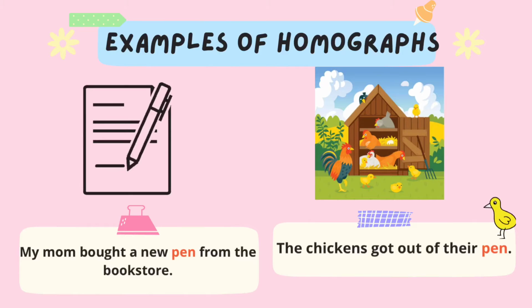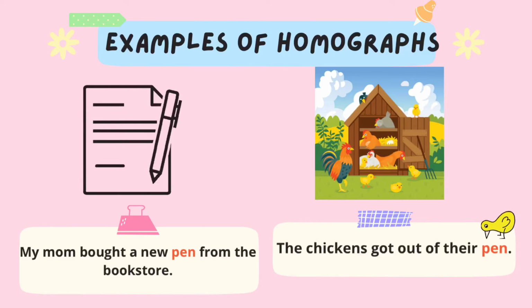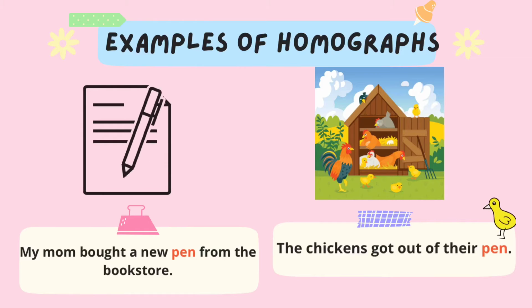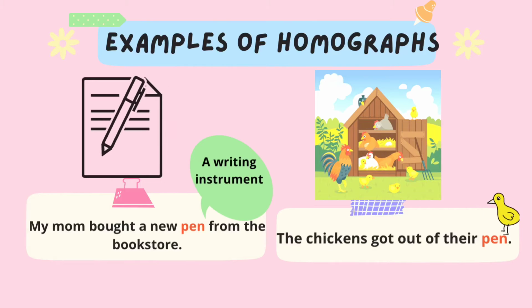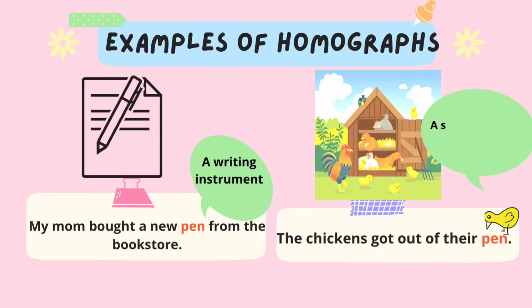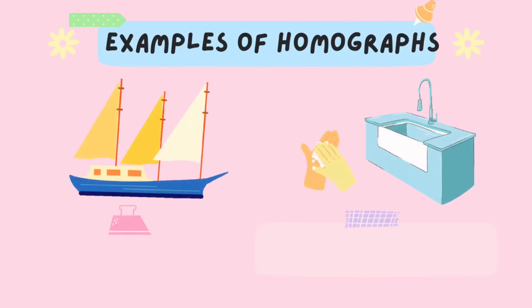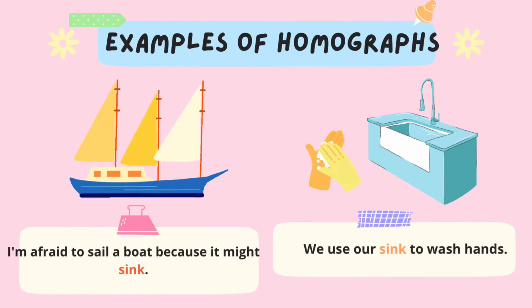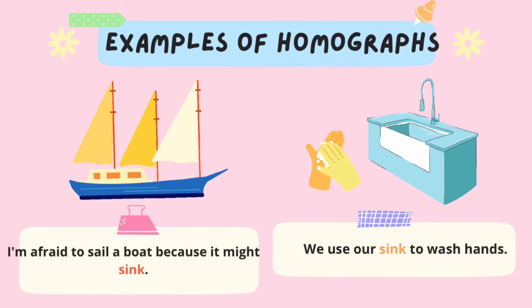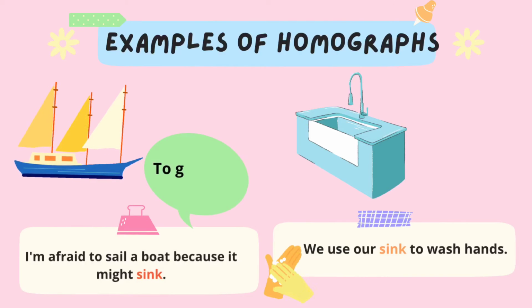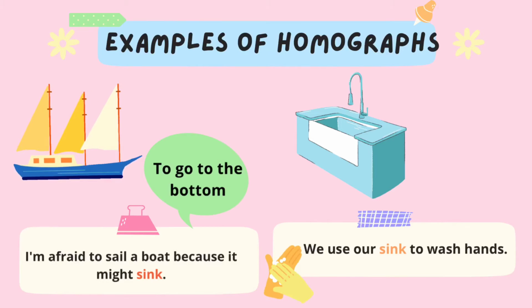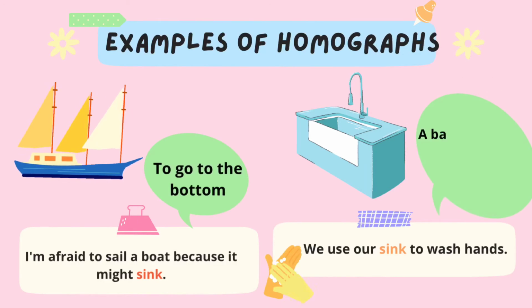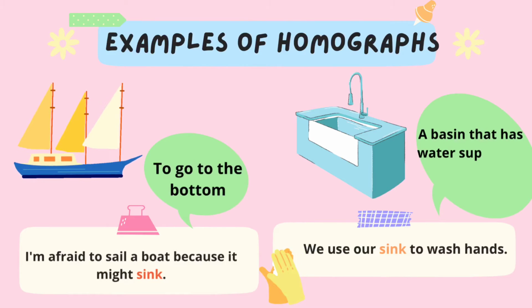Here are the examples of homographs. My mom bought a new pen from the bookstore. The chickens got out of their pen. The first pen is a writing instrument, while the second pen is a small enclosure for an animal. Another example. I'm afraid to sail a boat because it might sink. We use our sink to wash hands. The first sink is to go to the bottom, while the second sink means a basin that has water supply for washing.